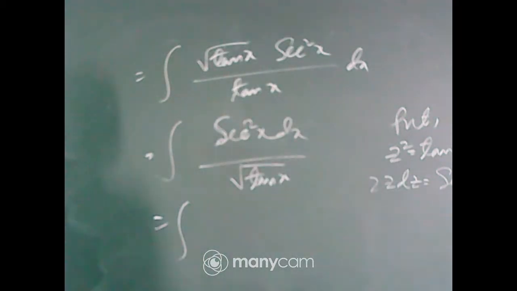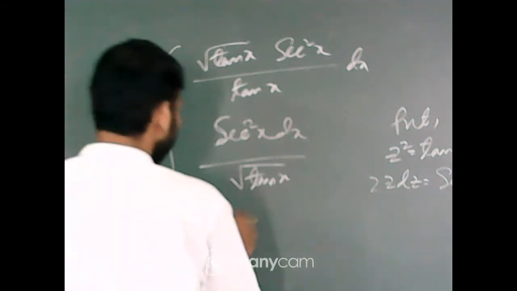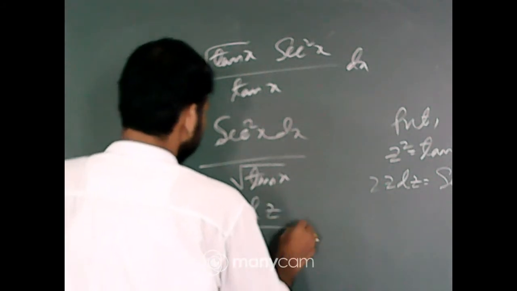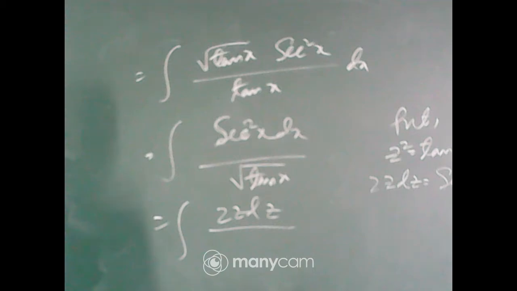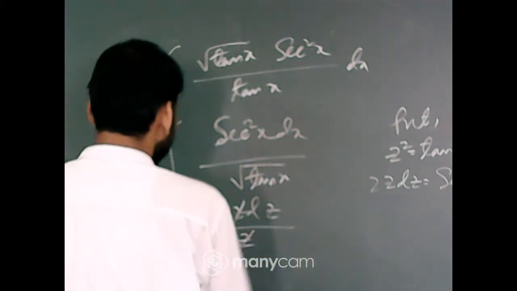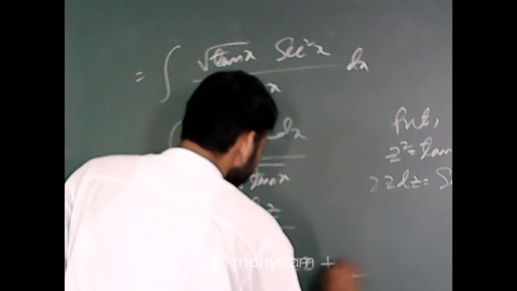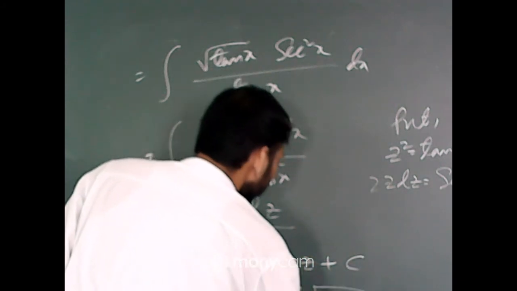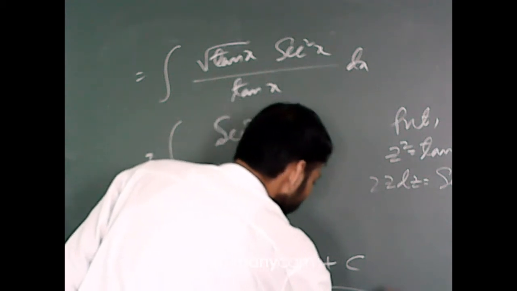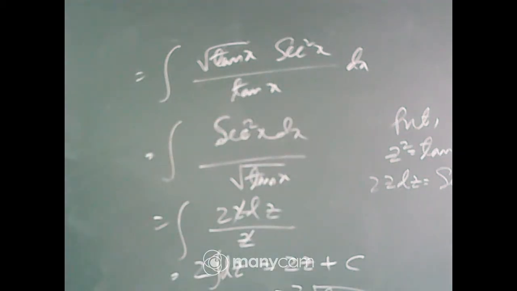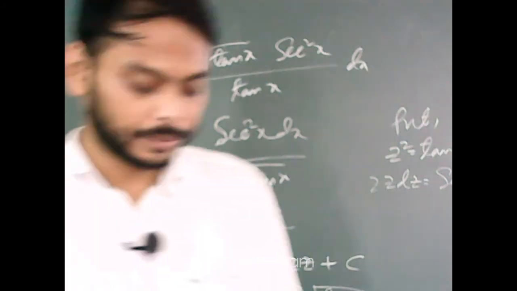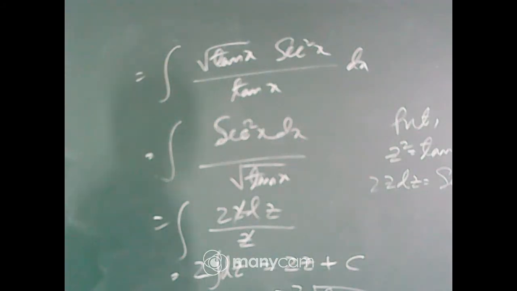So instead of sec square x dx, we will put 2z dz, and instead of root tan x, it will be z. So z is cancelled out. It is 2 integration dz, that means 2z plus c. That means 2 root over tan x plus c. Okay, 2 root over tan x plus c. Have you got it? Guys, respond. Subhojit, Akash, Saprabhu.